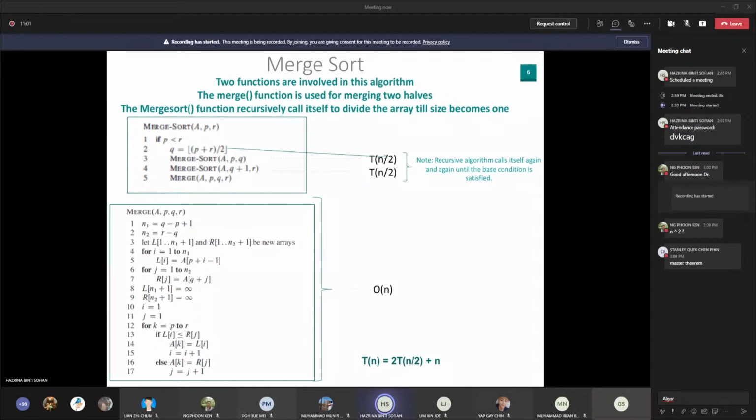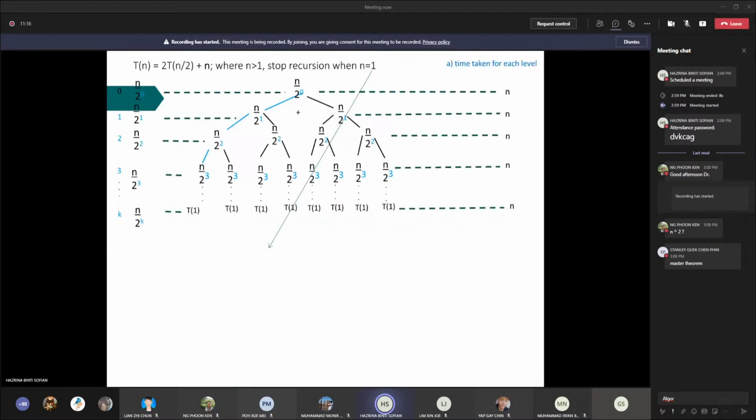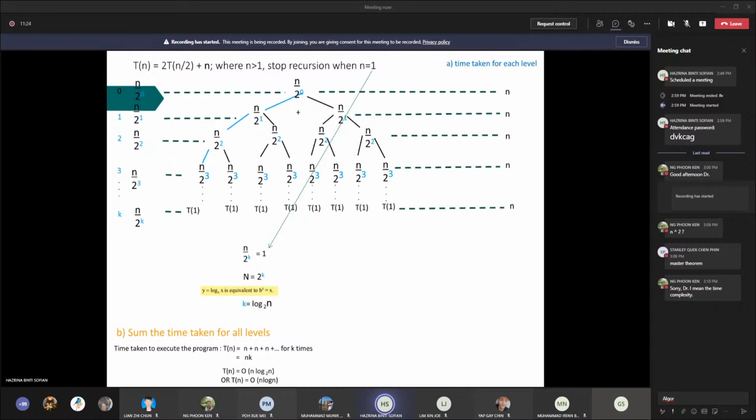So for the time complexity for merge sort, if we use the master method, way 1, we will get n log n. Then if we use the tree method, we will also get n log n. This is the similar example that we have learned in week 2. Okay, so using the tree, we also get n log n for the merge sort.